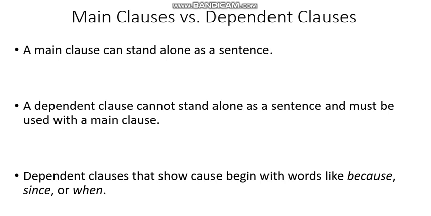A main clause can stand alone as a sentence. A dependent clause cannot stand alone as a sentence, and it must be used with a main clause. Dependent clauses that show cause begin with words like because, since, or when.